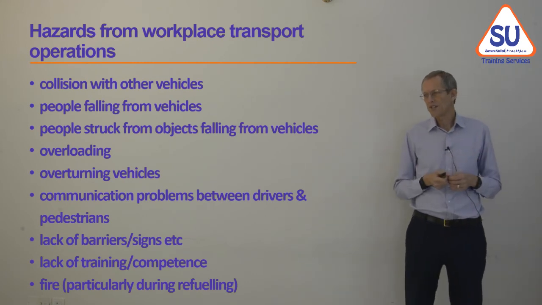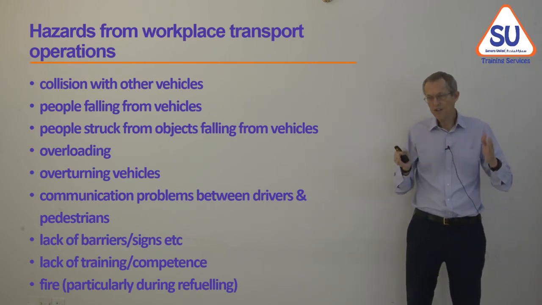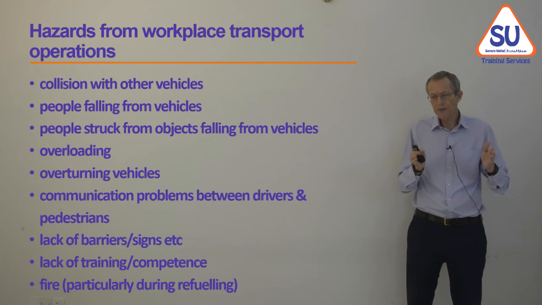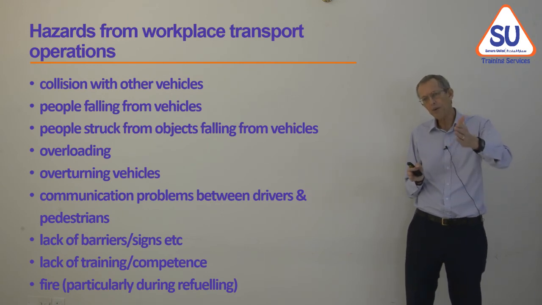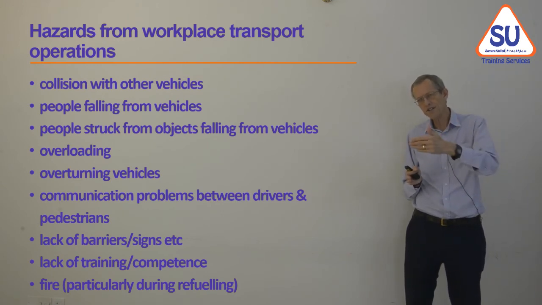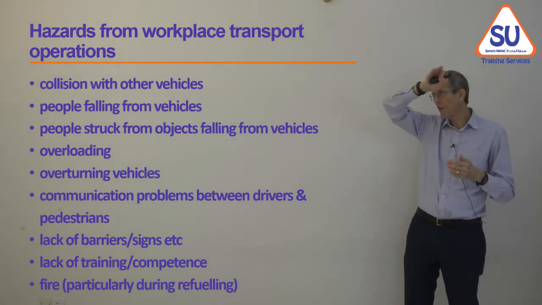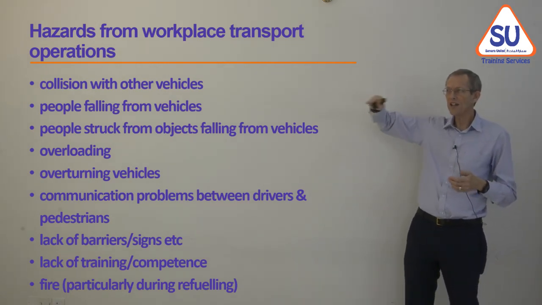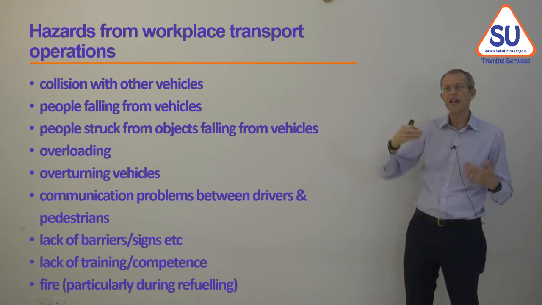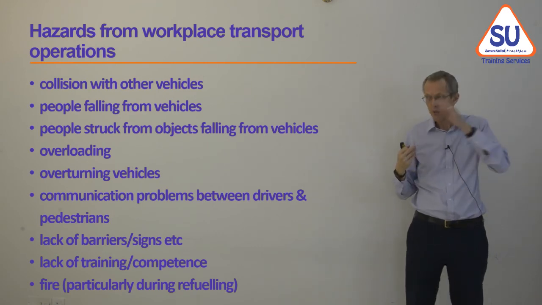Lack of barriers and signs. If we come into a factory complex, we want there to be barriers that say, don't go down that way, it's a dead end, turn right. Or we want signs that say, be careful, the overhead gantry, the overhead bridge here is only 5 meters tall, and I know how high my truck is, so I won't go down that road.